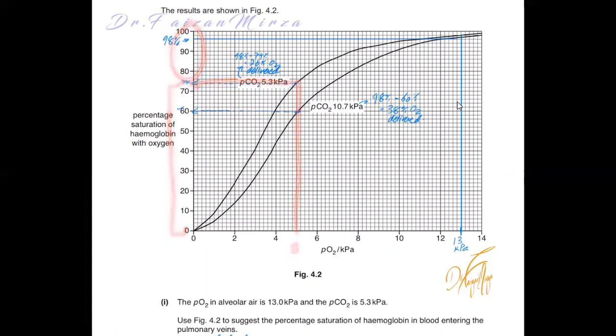So obviously, which tissue is receiving more oxygen? The tissue which has a high PCO2, because here there will be a high HHb formation.